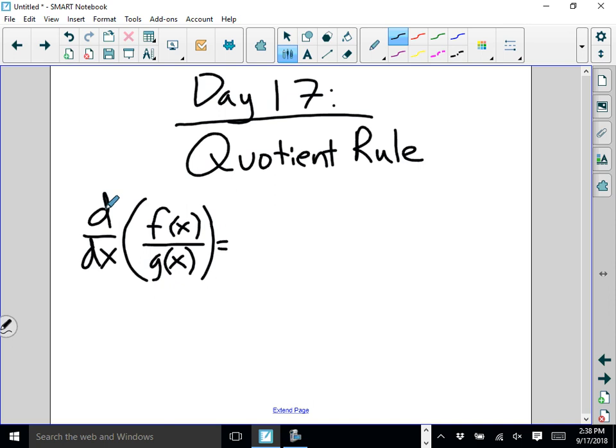So once again, instead of thinking of first and second, derivative of the first times the second plus the first times the derivative of the second, we think of these things as top and bottom, numerator and denominator. The quotient rule is going to start with the derivative of the top times the bottom. So we have the derivative of the top function times the bottom function, f prime of x, g of x. And now we are going to subtract the top function times the derivative of the bottom.